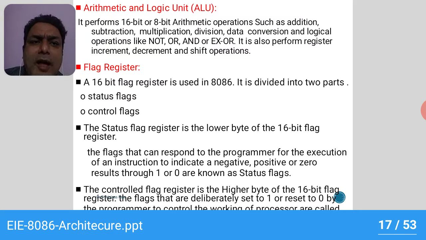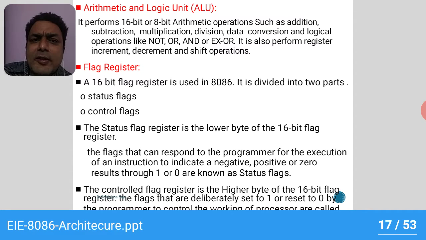Again, you are having the arithmetic and logical unit. It performs 16-bit and 8-bit operations such as addition, subtraction, multiplication, division, data conversion, and logical operations. It also performs register increment, decrement, and shift operations.